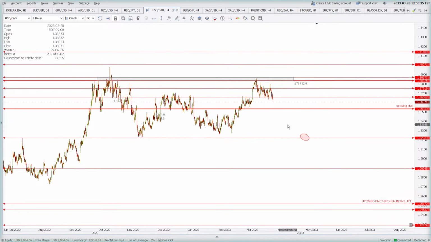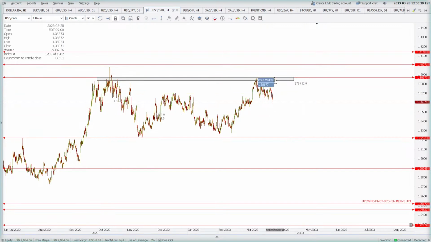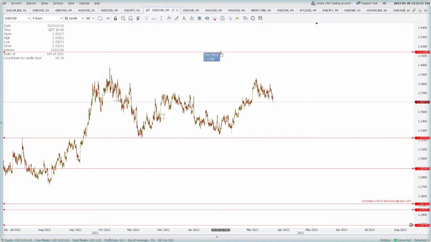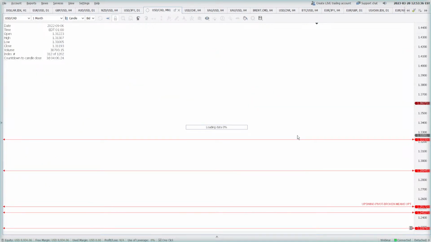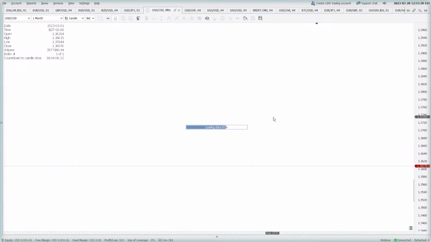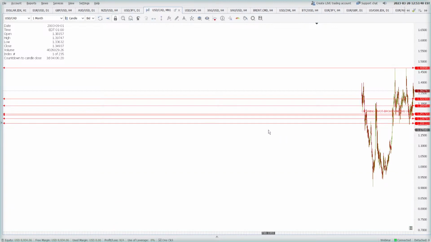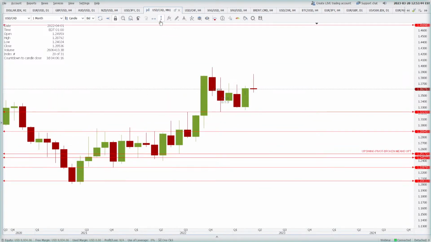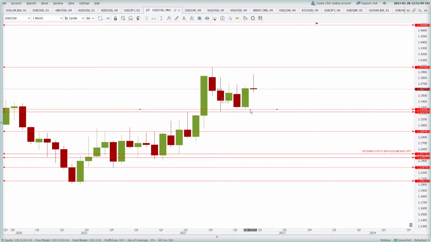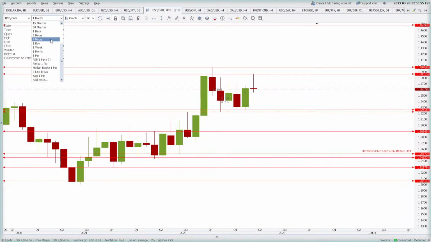Let us do another good analysis of this USD CAD. Okay, let's talk about the monthly chart. What is happening here? I want to know. This is the low, this is the high, and on the way up this price was supported here, and now it got rejected around here. So let me check weekly.